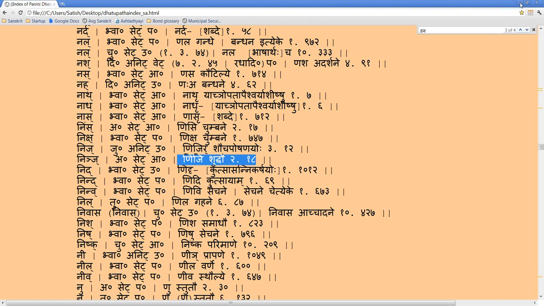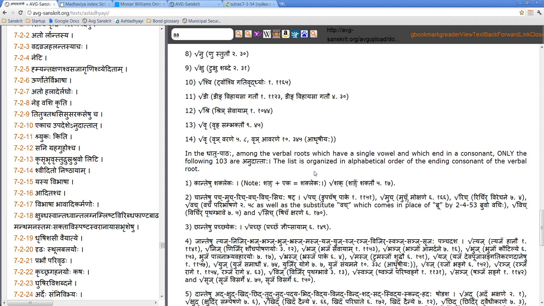There's a total of 103 dhatus in alphabetical order, in the order of the consonant which is ending. So in the kanteshu, shakle kaha, it's only one dhatu. Now chanteshu, and this is in alphabetical order. So we have ka, kha, ga, gha, nga. So kanteshu, ganteshu, there's not a single one. So in kanteshu, we got one, shakle kaha.